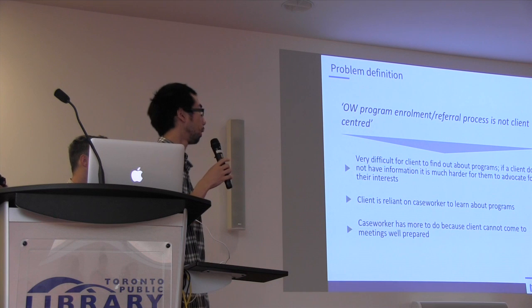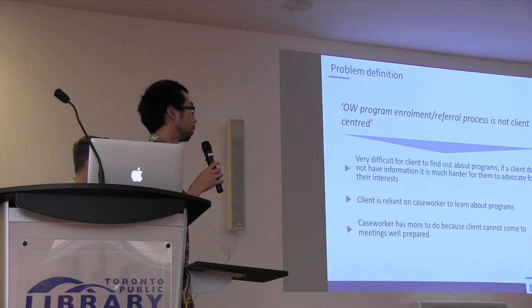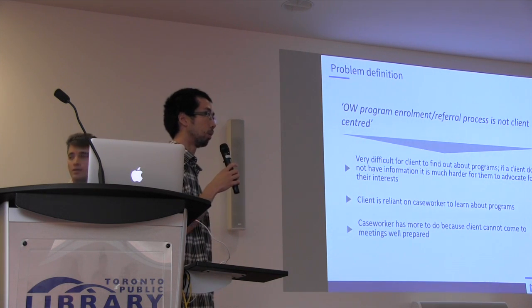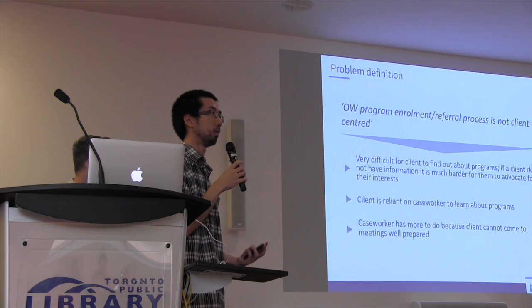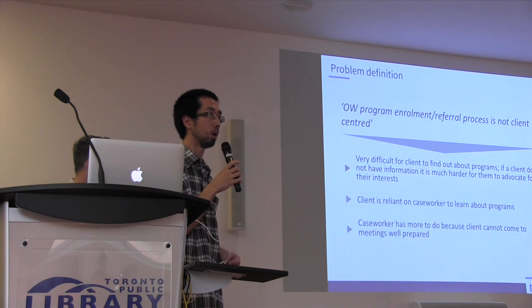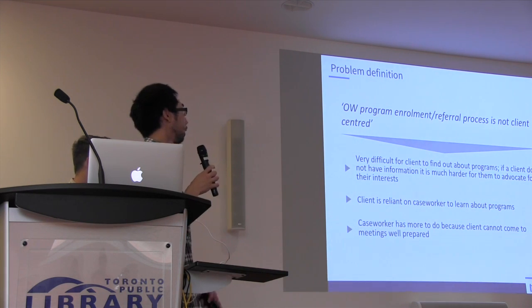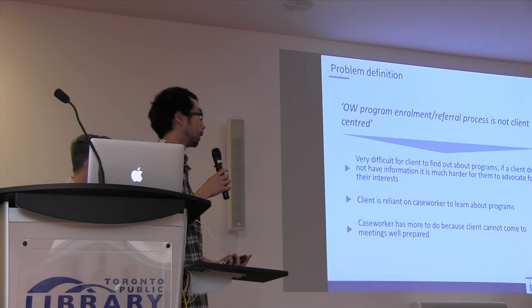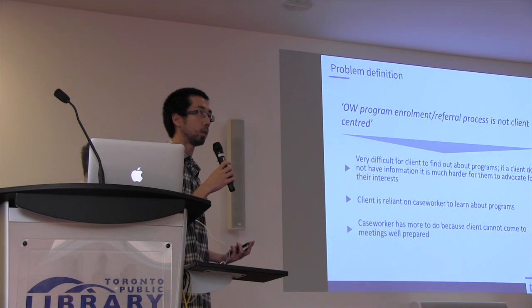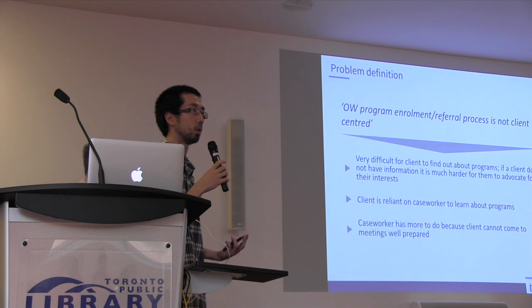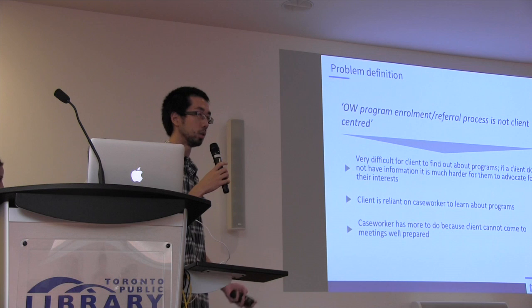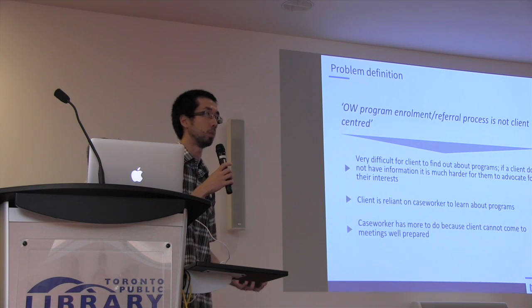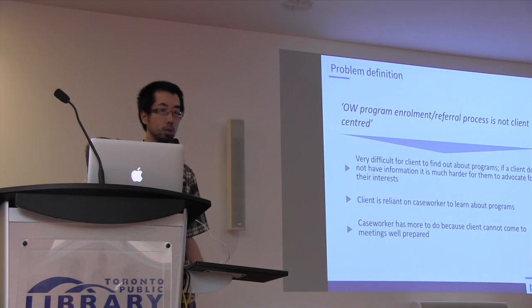So this makes the client very reliant on the client's individual caseworker to learn about the programs, because if you can't find out about the programs beforehand, then you have nothing to go to your caseworker with, so you can't be prepared for the meeting, so it doesn't serve the client. It also doesn't serve the caseworker, because the client isn't really prepared at those meetings, so the caseworker has to spend a lot of time talking to the client about things that the client is interested in, rather than the client being empowered to take this information directly to the caseworker.